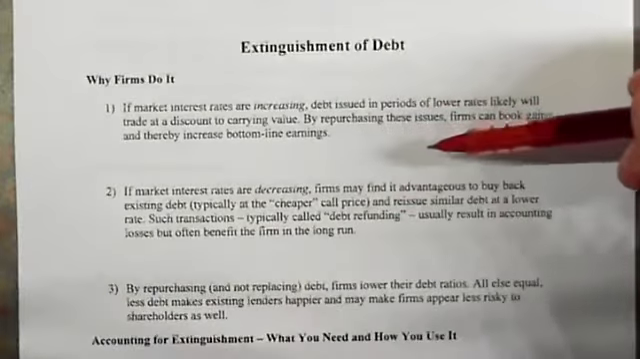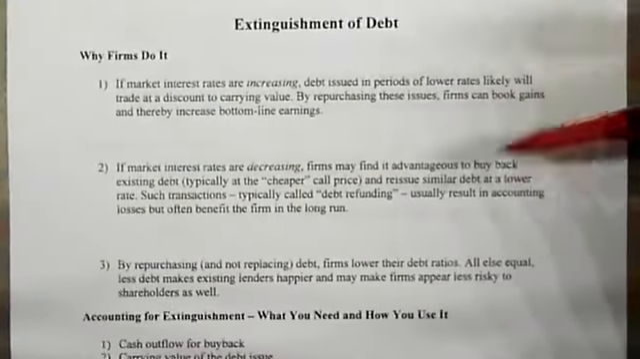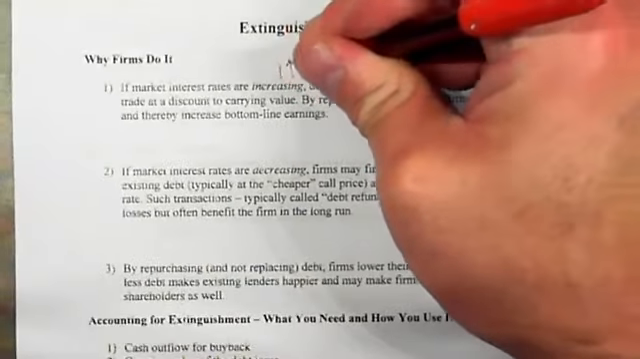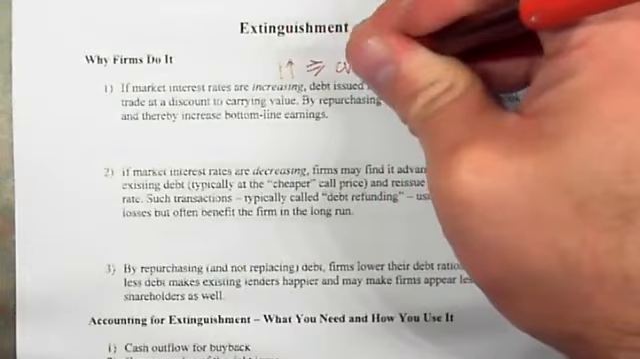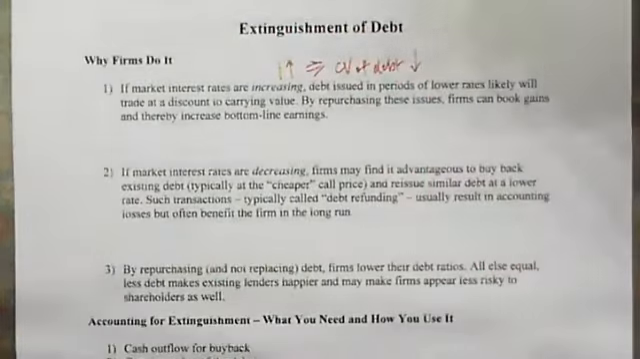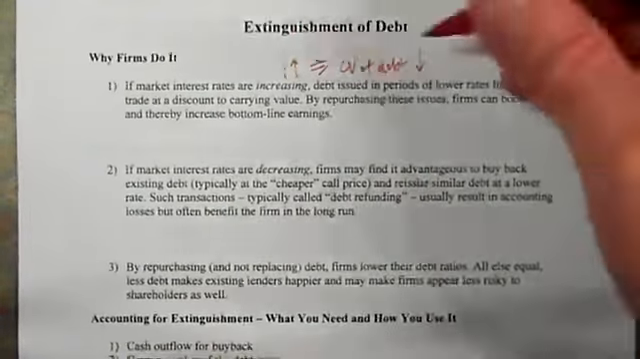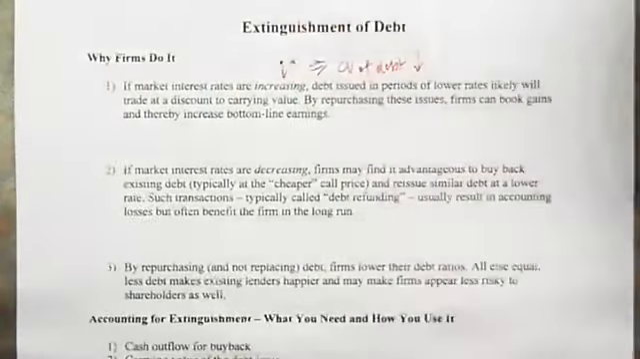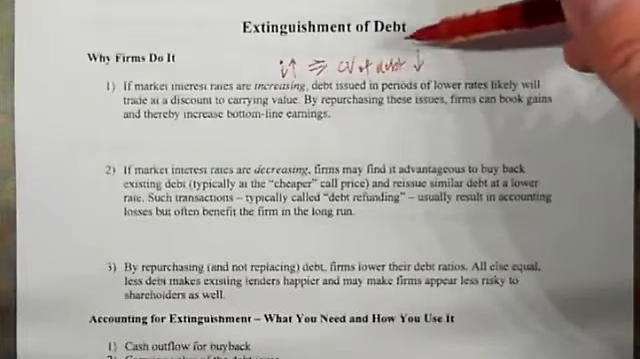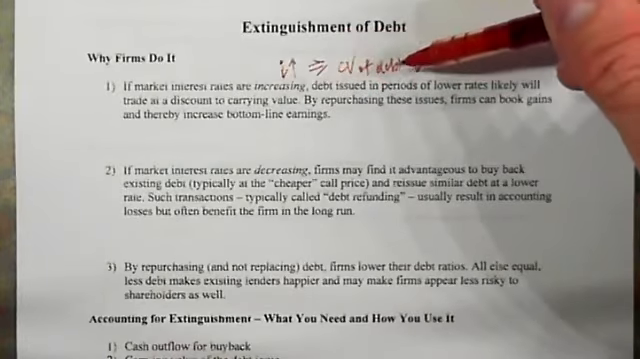So the idea of extinguishing debt before maturity, first let's talk about why we do it. If market interest rates are increasing, then this is going to imply that the carrying value of debt is decreasing on the market. Now remember, on the balance sheet, we have a locked market rate of interest. So the market rate of interest changing doesn't affect what's on my balance sheet, but what this rising interest rate means is that then we can buy back our debt at a lower cost.